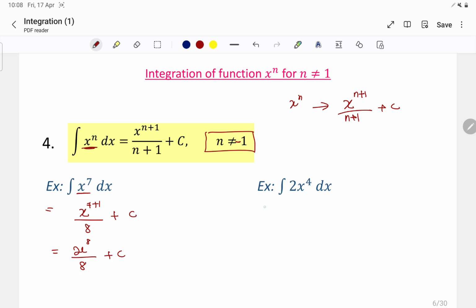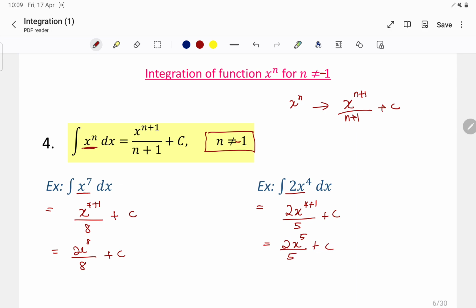Okay, now we go through the next example where we have 2x to the power of 4. Remember the first step, we copy the whole thing first, 2x to the power of 4. And for this one, the power you add 1, so 4 plus 1 becomes 5. Plus c. Here you will get 2x to the power of 5 divided by 5 plus c.